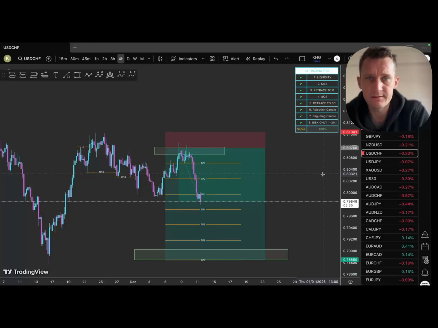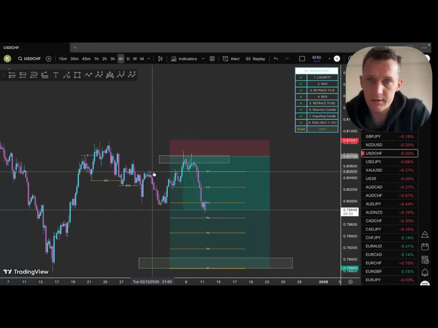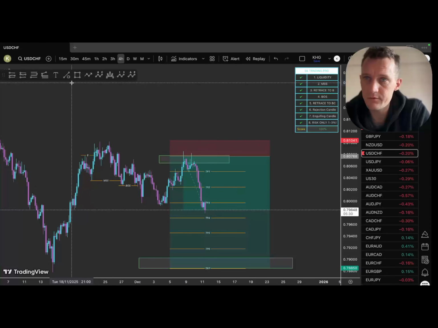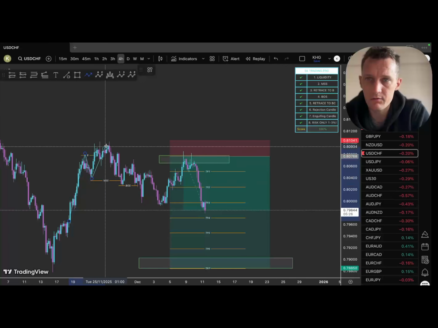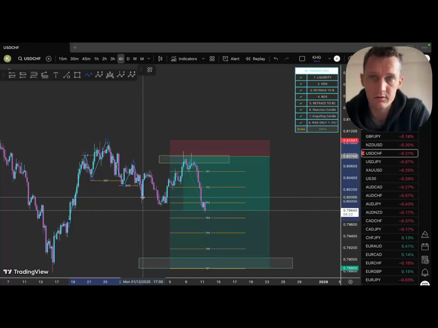For my profits. And like I said here, in this trade, it made a higher high, higher low, another higher high, and a lower low, lower high, lower low, lower high, lower low.